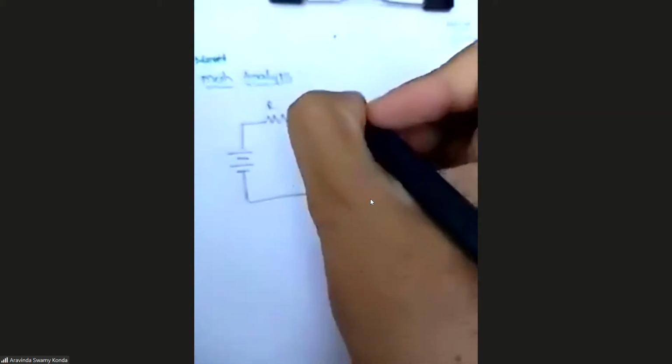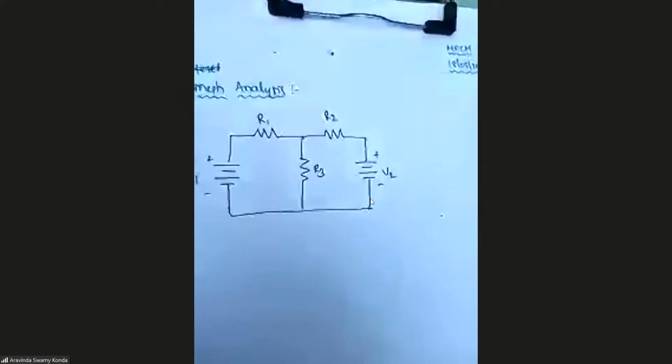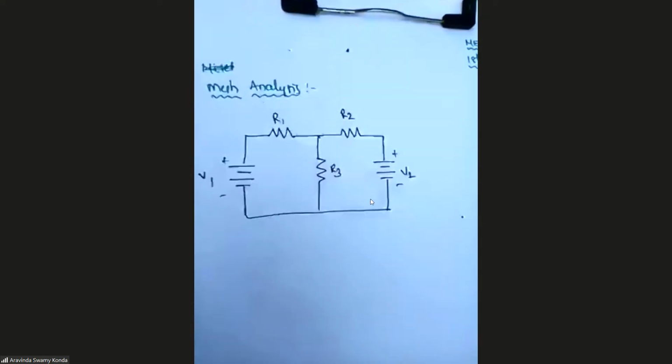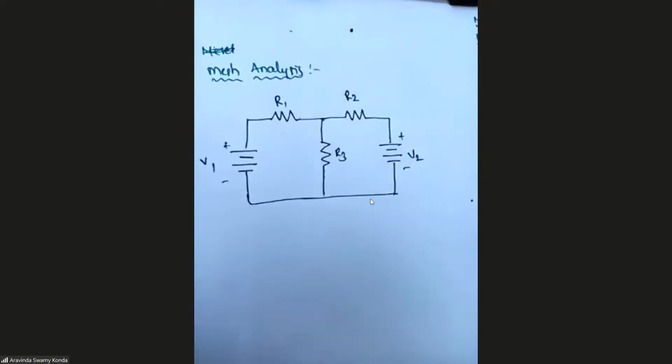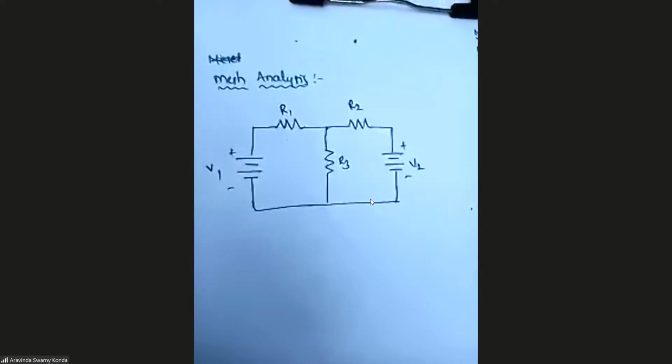R1, R2, R3, V1, V2. So this is a simple circuit, which consists of two sources and three elements. The connections and all these things are already shown in the circuit. From this circuit, I want to find out the current flowing in R1, the current flowing in R2, and the current flowing in R3.